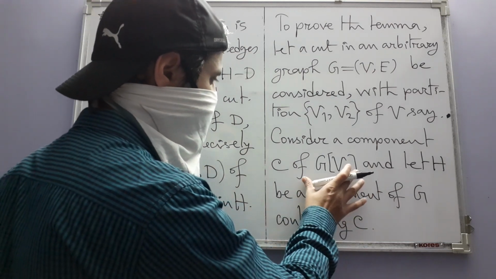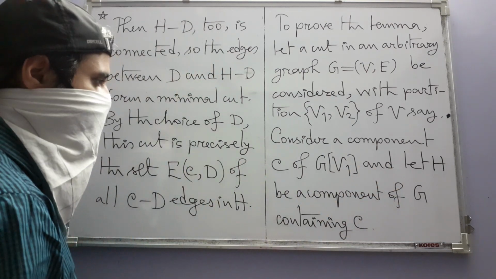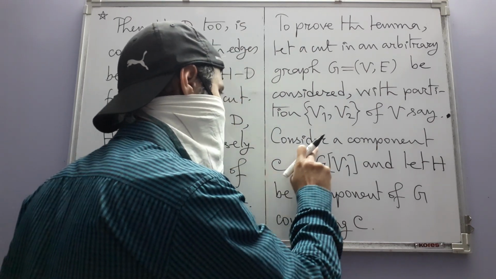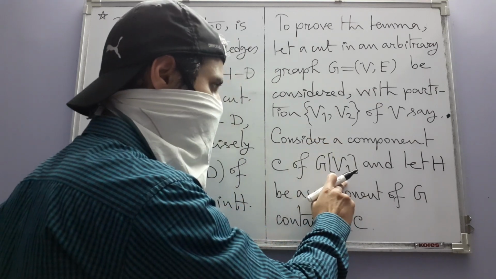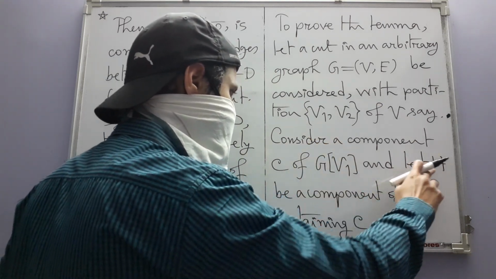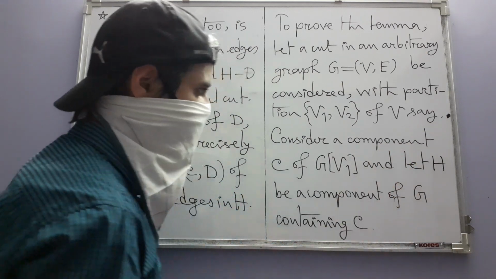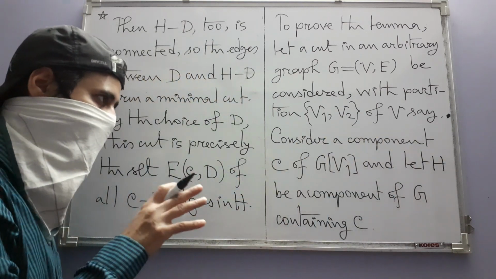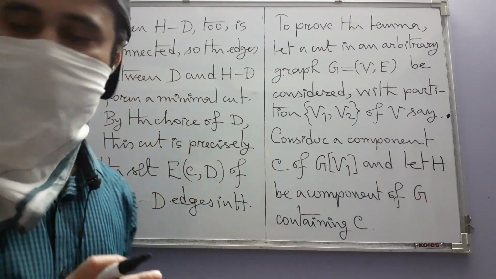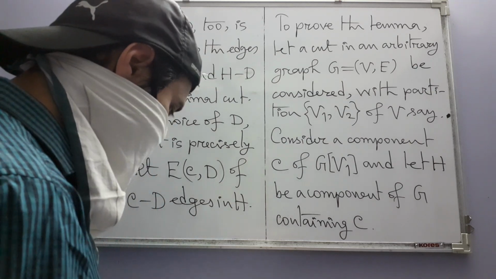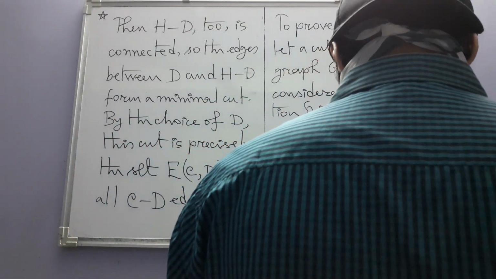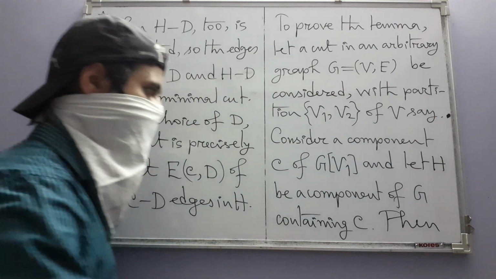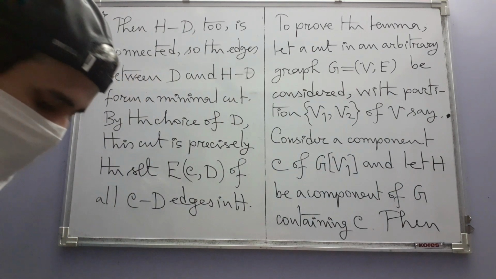If you cannot see how, you just think of it. Keep in mind that this component C is a component in this induced subgraph GV1, whereas the component H is a component in the original graph G, and for a C we will always have one such H. This part I am leaving to you to understand how and why. Okay. Then it's not very difficult to understand why.